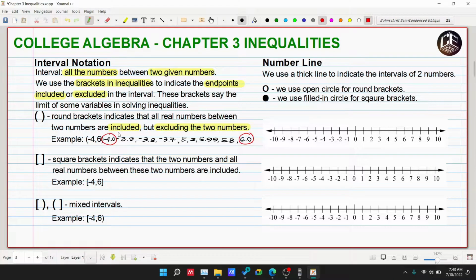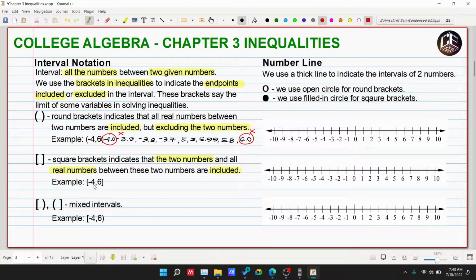Hindi yan pasok kasi nga excluded sila. Yun ang paggamit natin ng round brackets. Square brackets indicates that the two numbers, and all real numbers between these two numbers, are included. Yun naman ang gamit ng square brackets.